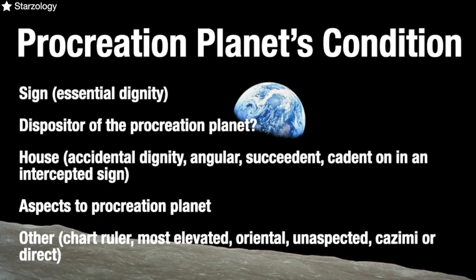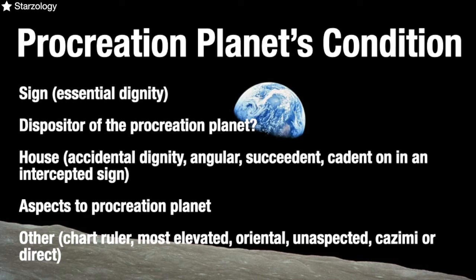So to find the procreation planet's condition, these are the things you're looking at. You want to know the sign. Does it have good essential dignity? Which planet disposes the procreational planet? You want to consider the house, its accidental dignity. Is it an angular house, succeeding or cadent house? Or is it actually in an intercepted sign within a house? You want to consider that.